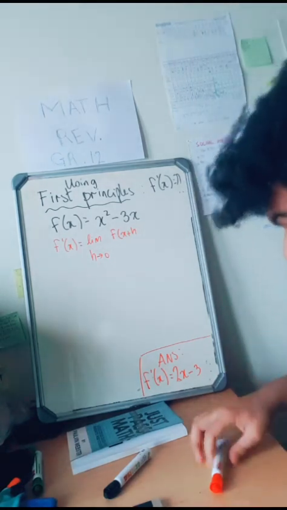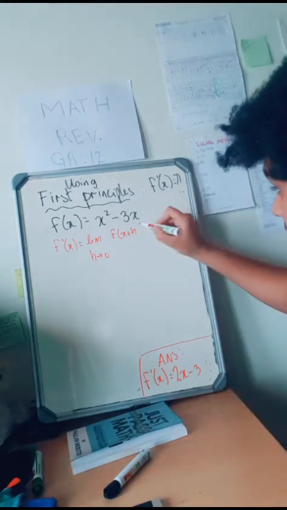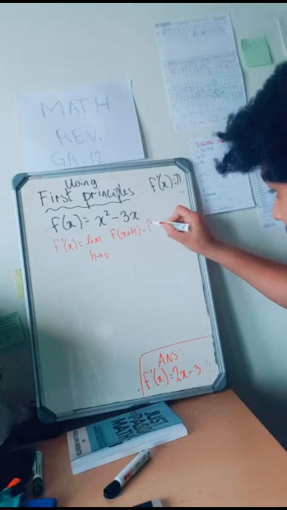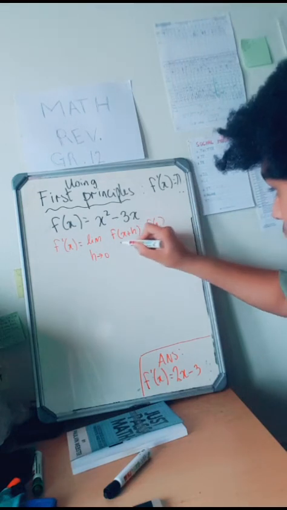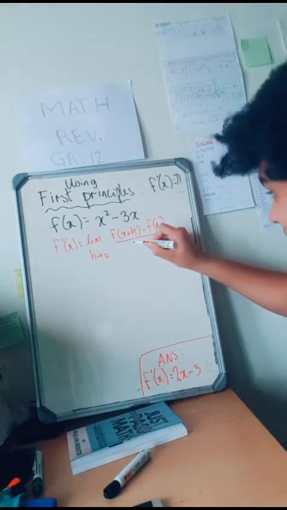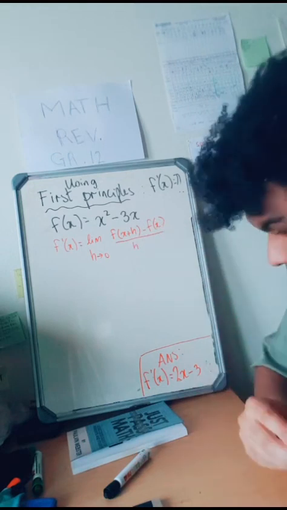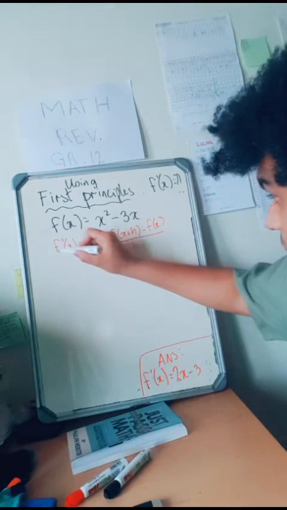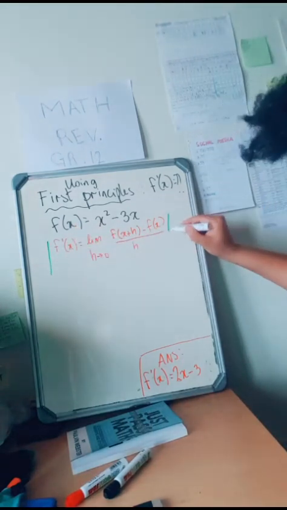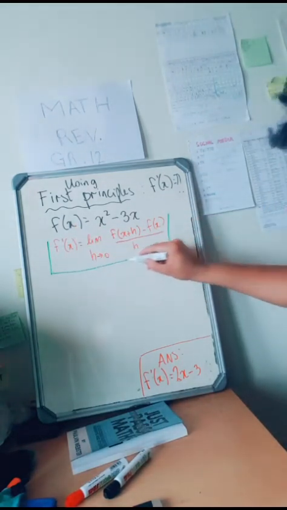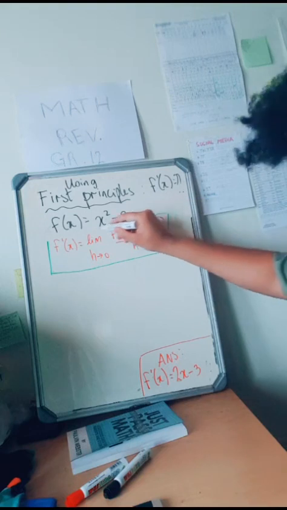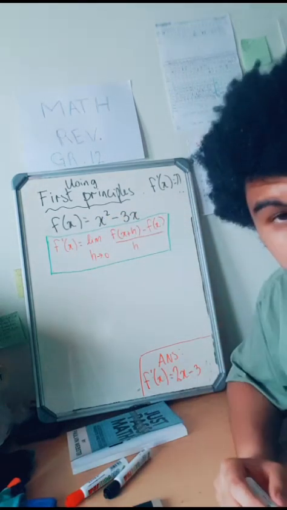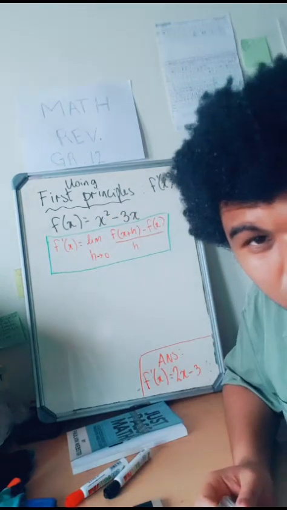Okay, I'm going to use this as my mic because I don't want to take the risk. Hopefully that's better. Okay, which is this minus f of x, over h. Okay, this is the formula that we're going to use. First principles.